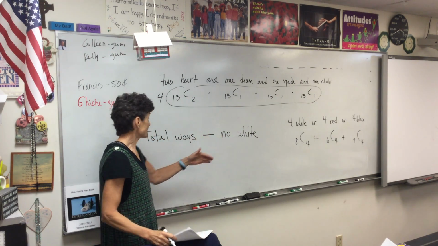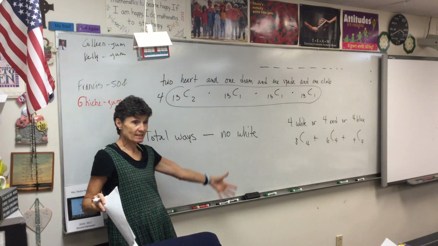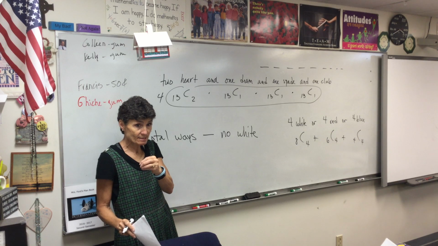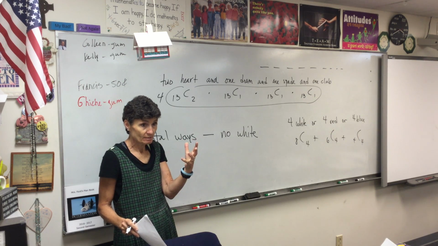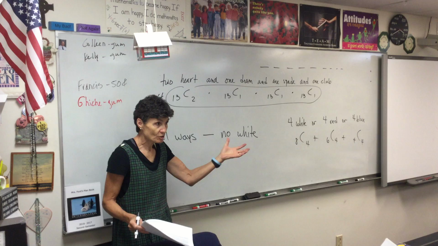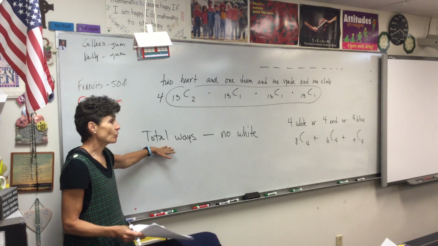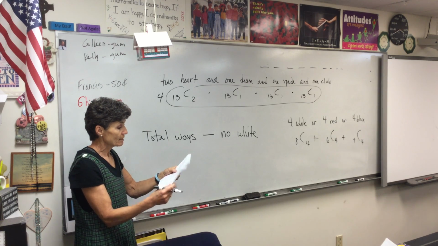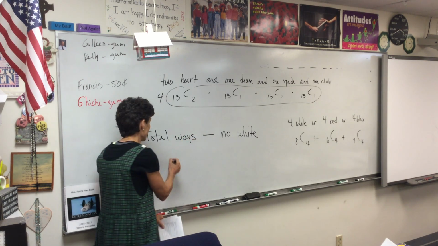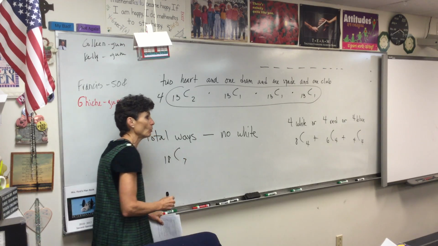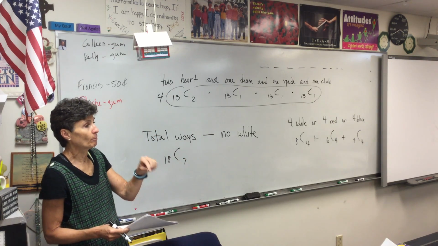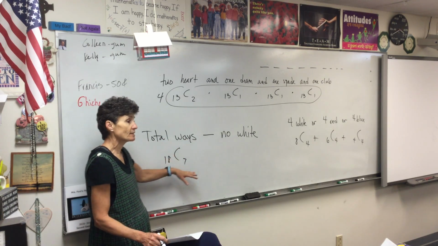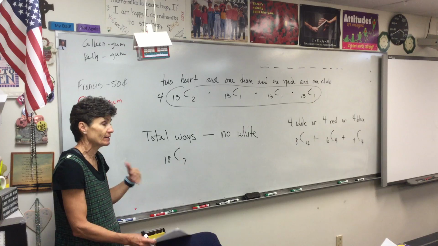Because everything else that's left, if I take all the total ways I could get 7 marbles, and I took out the ways that had no whites, then what's left? Some whites. 1, 2, 3, or so on. Now, how many total ways can I pick 7 marbles out of this urn? 18 C7. That's the total ways. There are 18 marbles in there. I'm going to pick 7. The total ways, regardless of color, would be 18 C7.